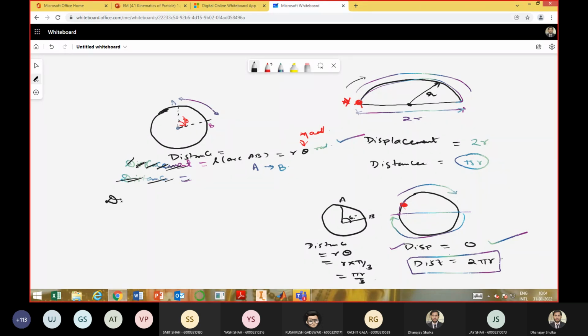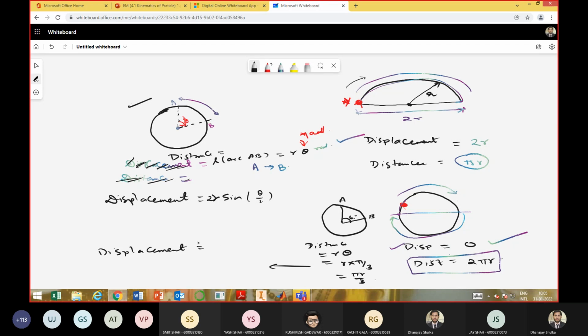Now what will be the displacement? In general, it is 2r sin of theta by 2. You can derive this by geometry, but that is not a point to discuss here. They will not ask you to prove this in the exam, you just have to remember it. In this case you will have a standard formula, that is 2r sin theta by 2. If you apply it here, how much displacement will you get?